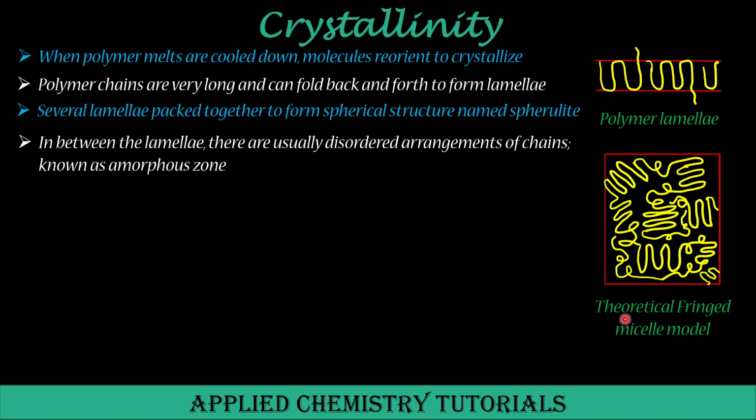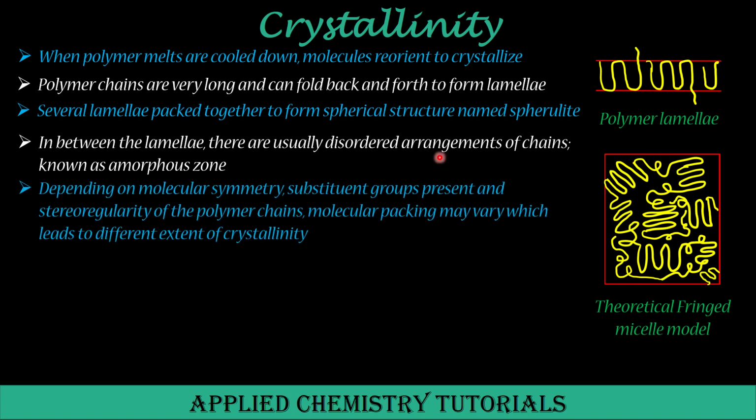This can be visualized by using this theoretical fringed micelle model. So these are the ordered arrangements or lamellae. This forms the crystalline zone, and in between two lamellae you can see there are some disordered orientations which form the amorphous zone. Then depending on molecular symmetry, substituent groups present and stereoregularity of the polymer chains, molecular packing may vary, which leads to different extents of crystallinity.